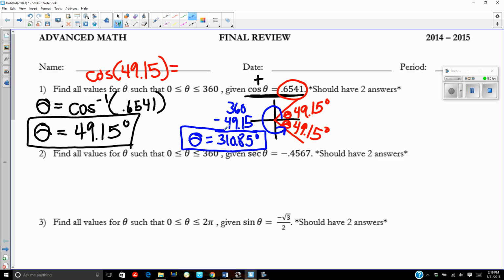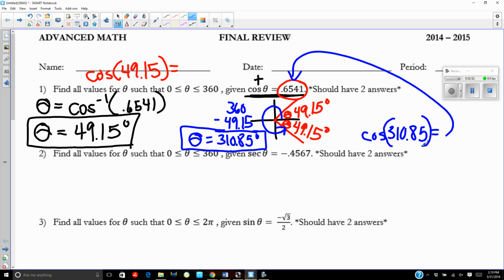And again, you can type this into the calculator. If you take the cosine of 310.85 in your calculator and you hit enter, you should get a decimal that's really, really close to 0.6541. So you can easily check these on the final exam to see whether or not you've done them correctly.